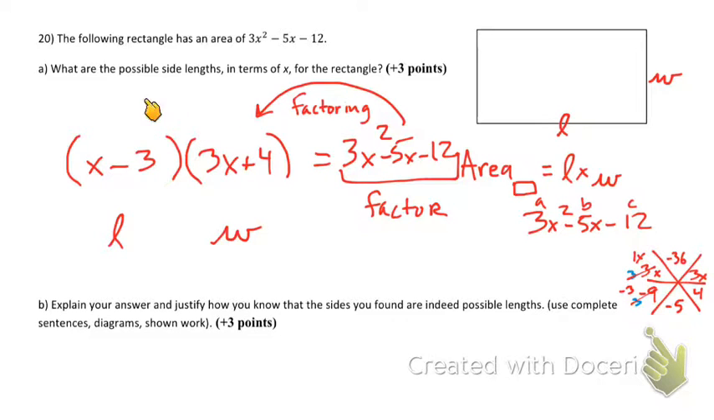We have just solved part A. What are the possible side lengths in terms of x for the rectangle? Here are the possible side lengths. Here's my length, here's my width, or my width and my length. It really doesn't matter which one is which. Okay? So, in essence, we had to take our answer and turn it back into what it was multiplied to get it, because area is length times width. It's a multiplication problem. Okay?